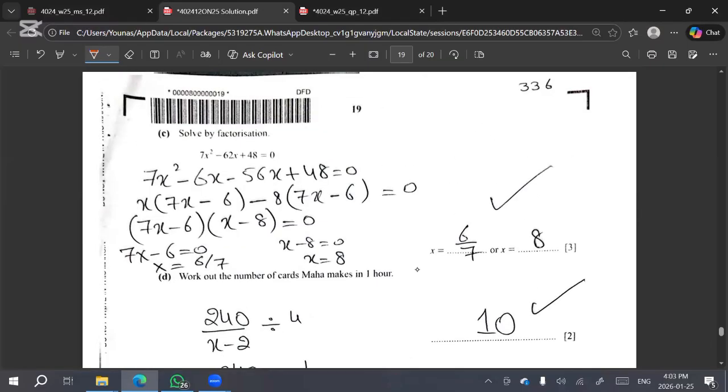From the first two terms, you can take x common. So in the bracket, you will have 7x minus 6. From the last two terms, you can take minus 8 common. So in the bracket, you will have minus 7x minus 6, bracket equal to 0.